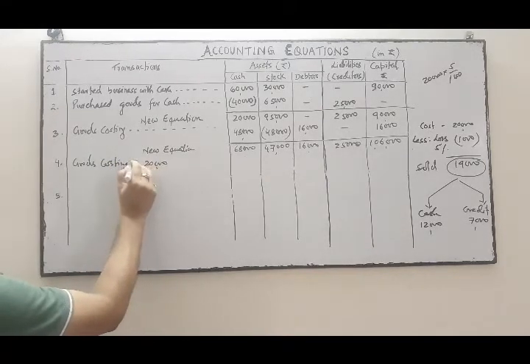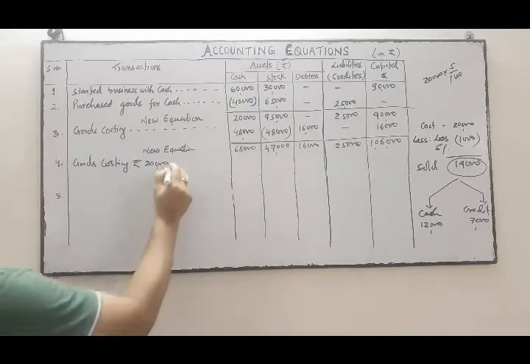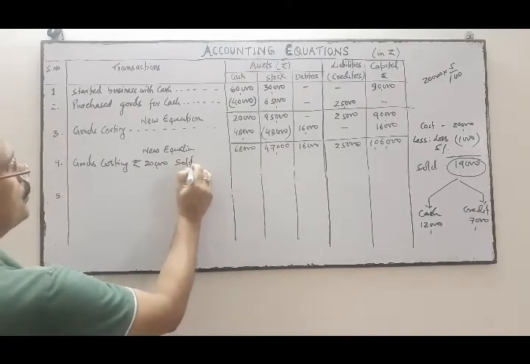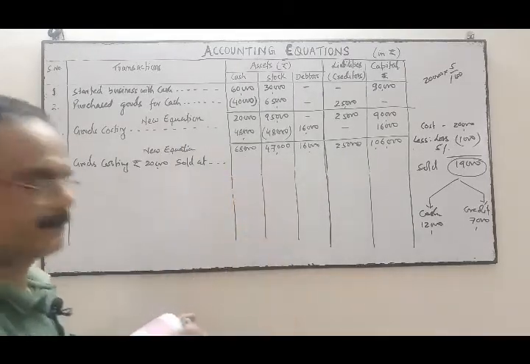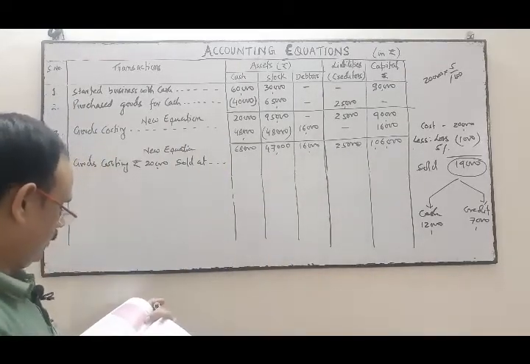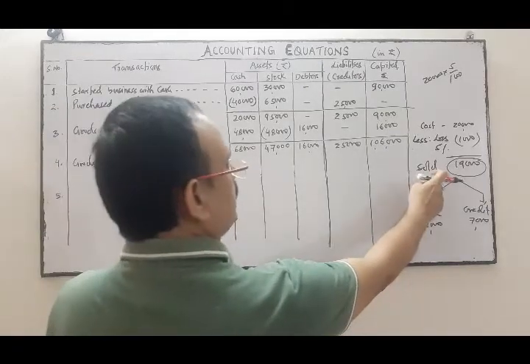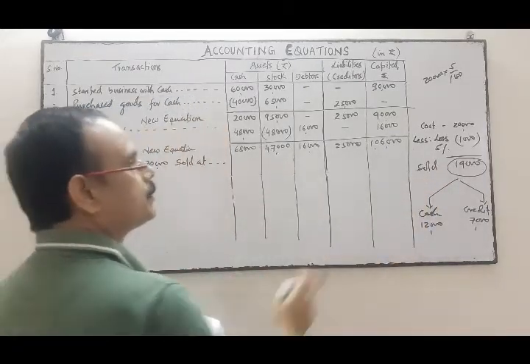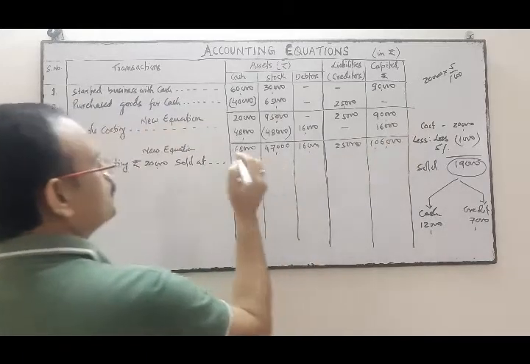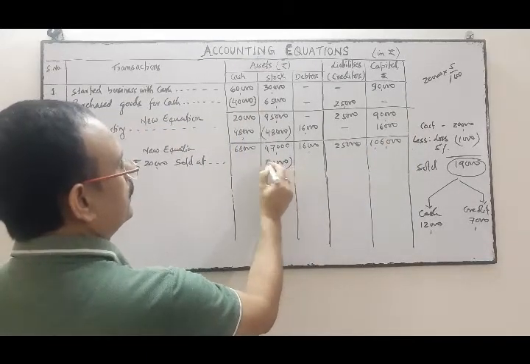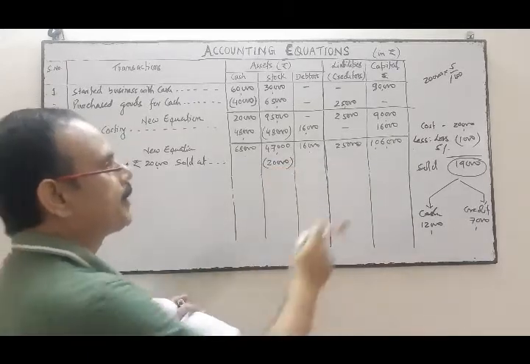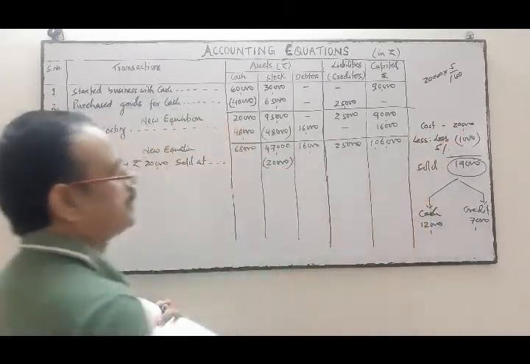So the fourth transaction is goods costing rupees 20,000 sold at a loss of 5%. Write the full sentence. Now see, goods costing rupees 20,000 sold, so from stock 20,000 will be deducted. Stock will be reduced by the amount of cost.